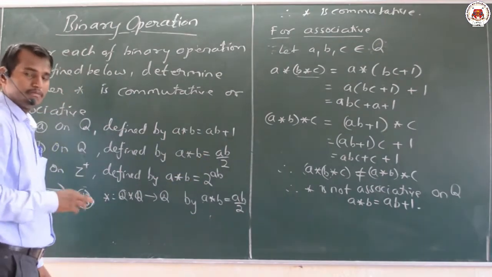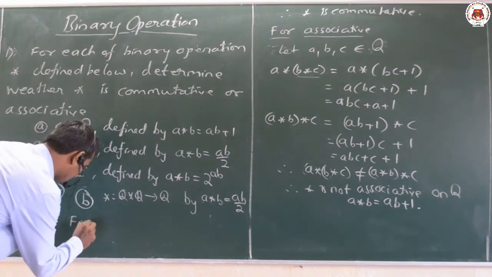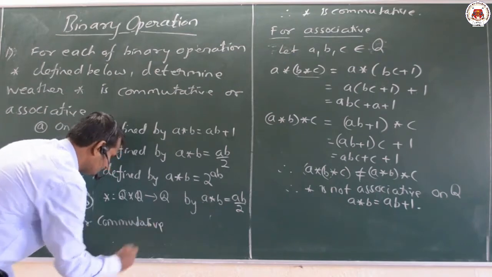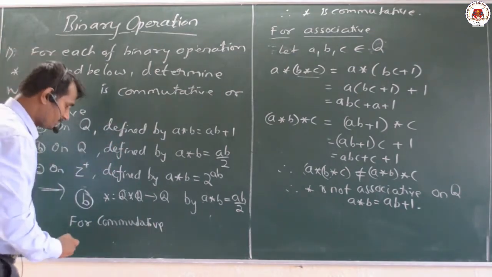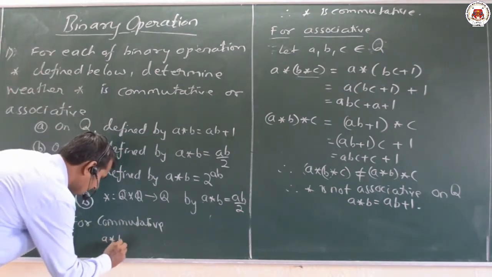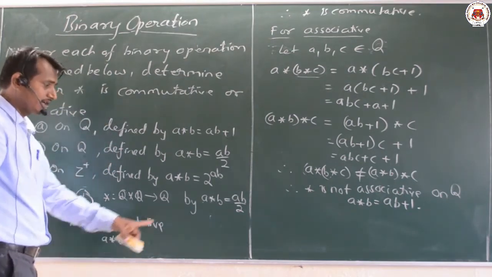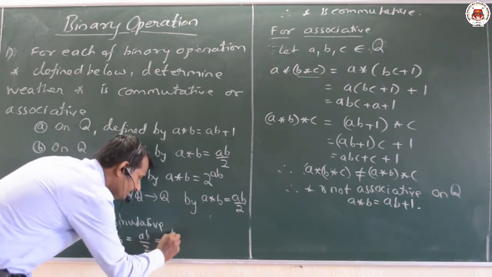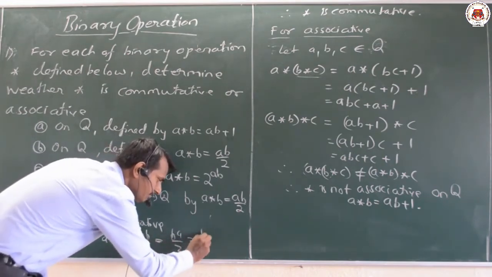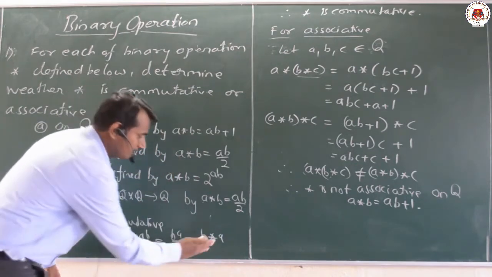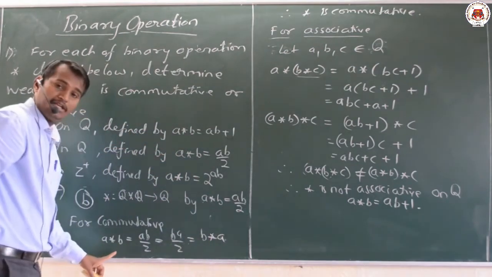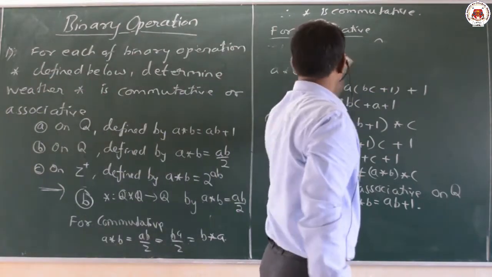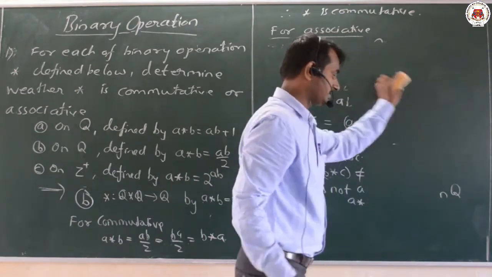Now for the commutative law, we shall show it now. Commutative means what here? A star B equal to. A star B means what we have? Again it is given, that is AB by 2. This AB by 2 I can write as BA by 2 also. That is nothing but B star A. So what we get here? A star B equal to B star A. Therefore star is commutative.